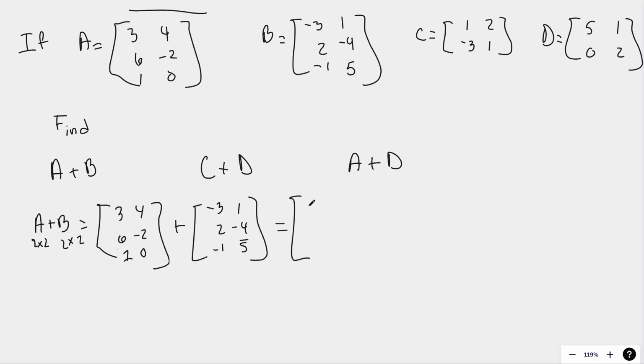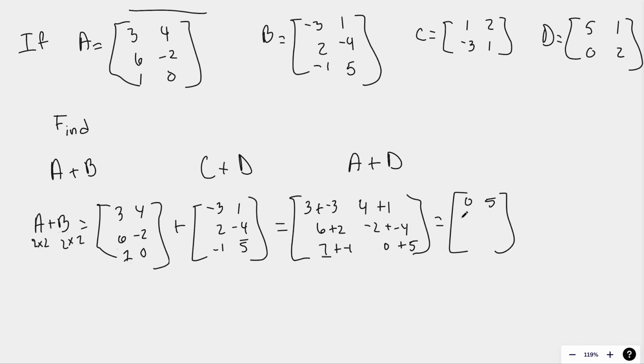So here we are going to add each element that corresponds to each other. So 3 plus negative 3, 4 plus 1, 6 plus 2, negative 2 plus negative 4, 1 plus negative 1, and 0 plus 5. So what do we get? Well, this is equal to 0. 4 plus 1 is 5. 6 plus 2 is 8. Negative 2 plus negative 4 is negative 6. 1 plus negative 1 is also 0. And 0 plus 5 is 5. So this is our answer for the first sum.